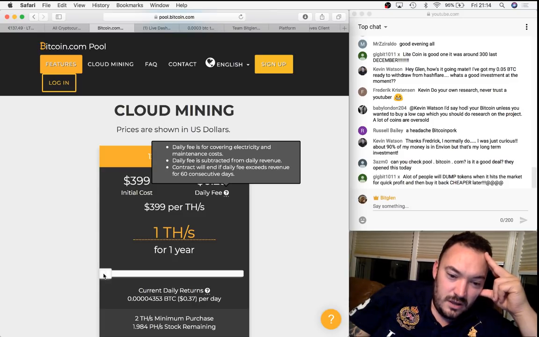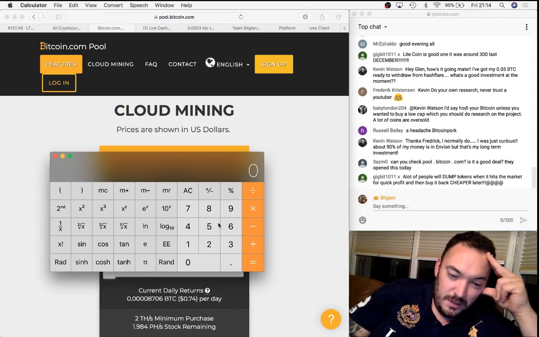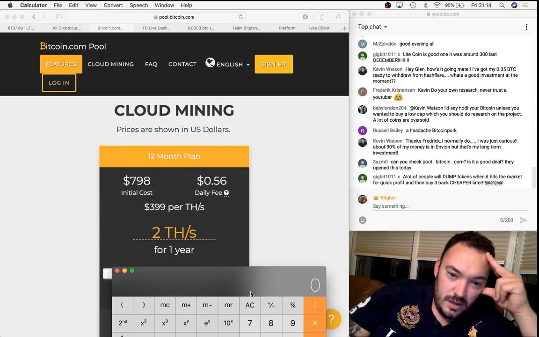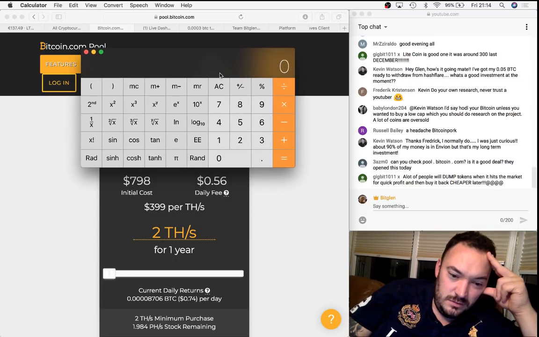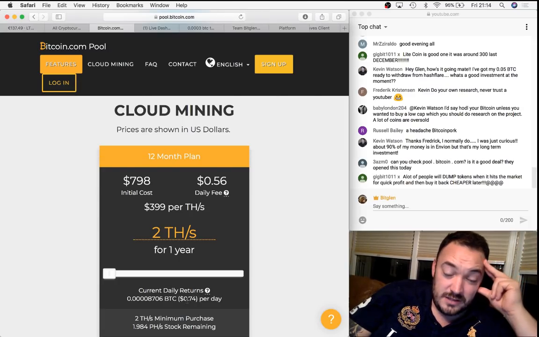Current daily returns 0.00004353. 37p a day. So we're going to base this off their figure. Well, if they're saying, even this one, let's look at 2 terahash. So they're saying current daily, let's check what they, because by the sounds of things, they're saying you're going to earn 74 cent a day.